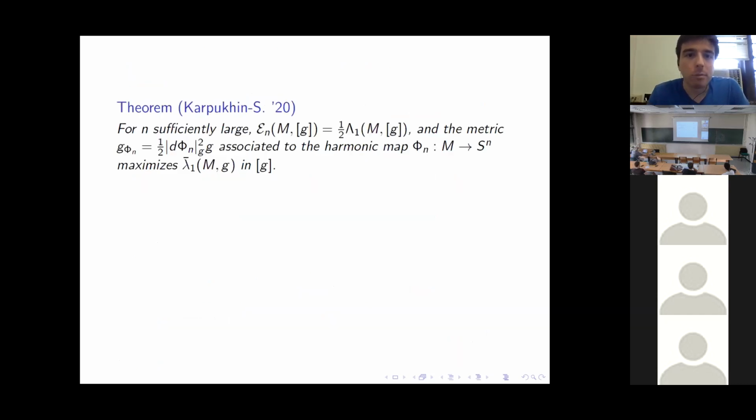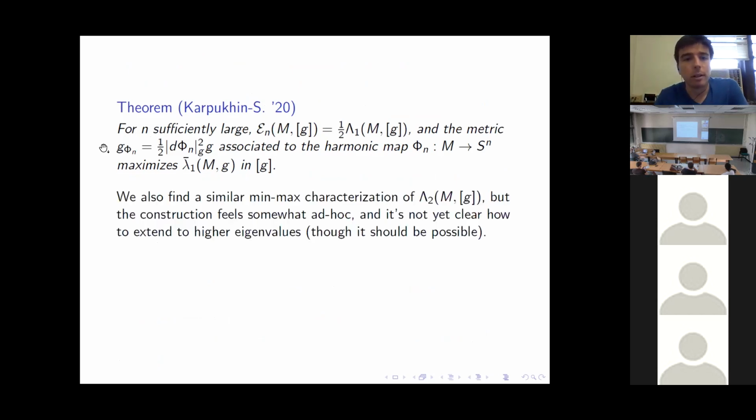All right. So now we know this thing we set out to prove, right? So for n sufficiently large, these min-max energies are in fact exactly half of these conformal suprema, and moreover, the metrics associated with these min-max harmonic maps are exactly the ones that maximize this lambda 1 bar. Okay, so that's fun to know.